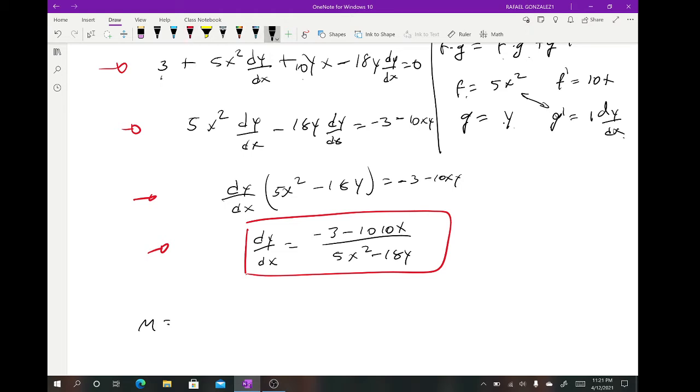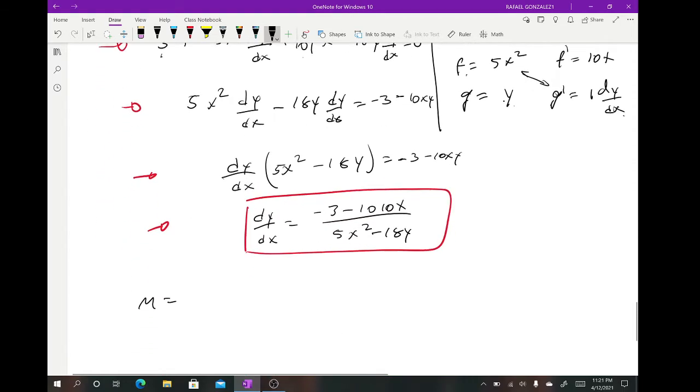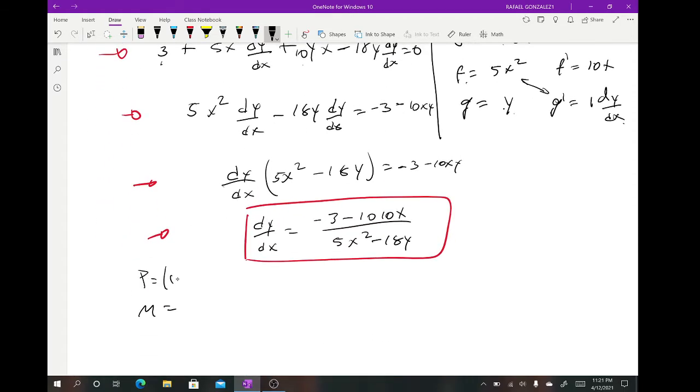Now I ask for the slope at the point (1, 0). So when the point is (1, 0), what is the slope? What's going to happen here is you're going to plug in 1 wherever you see an x and 0 wherever you see a y in this equation. So the slope is going to be equal to negative 3 minus 10. Did I put 10 twice? I did. Minus 10 times 1 times 0.